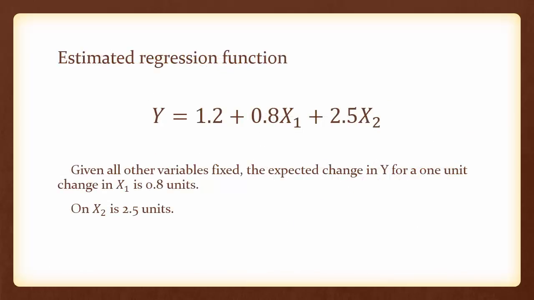This is an example of estimated regression function. You can tell it came from a multiple linear regression since there are more than one explanatory variable. What you must know is the meaning of the regression coefficients, these numbers before these variables. Be careful when interpreting them. For example, this one means, given all other variables fixed, the expected change in y for 1 unit change in x is 0.8. Got that?